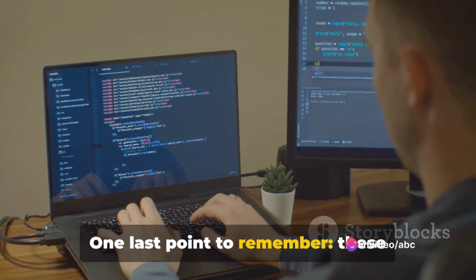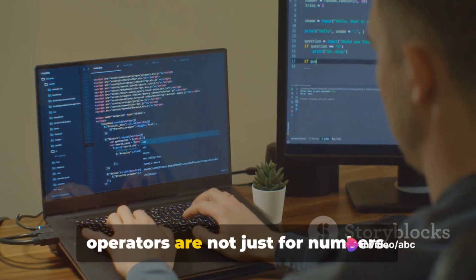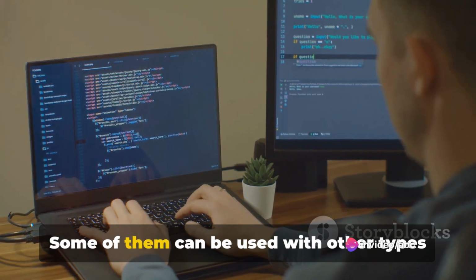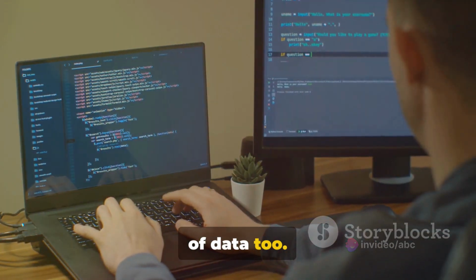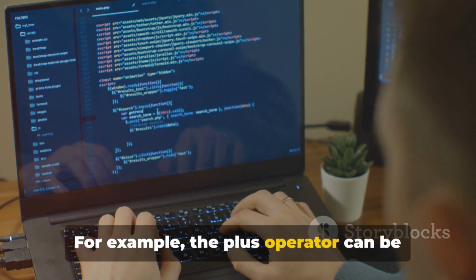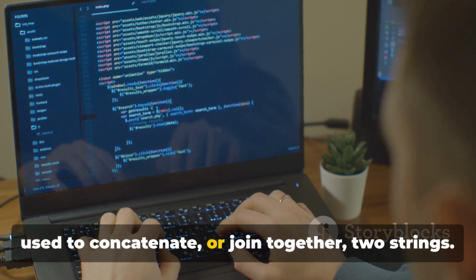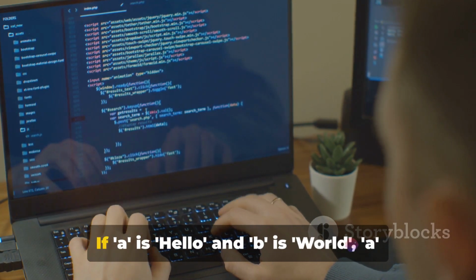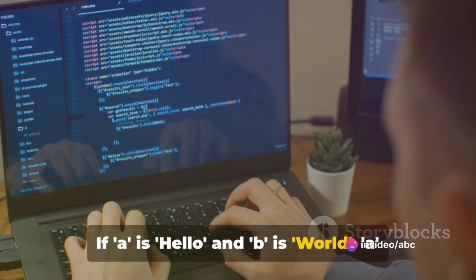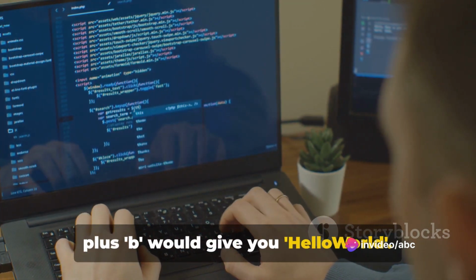One last point to remember. These operators are not just for numbers. Some of them can be used with other types of data too. For example, the plus operator can be used to concatenate or join together two strings. If a is hello and b is world, a plus b would give you hello world.